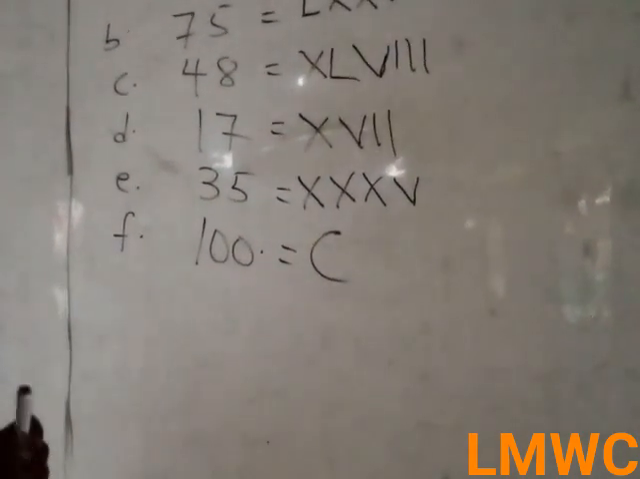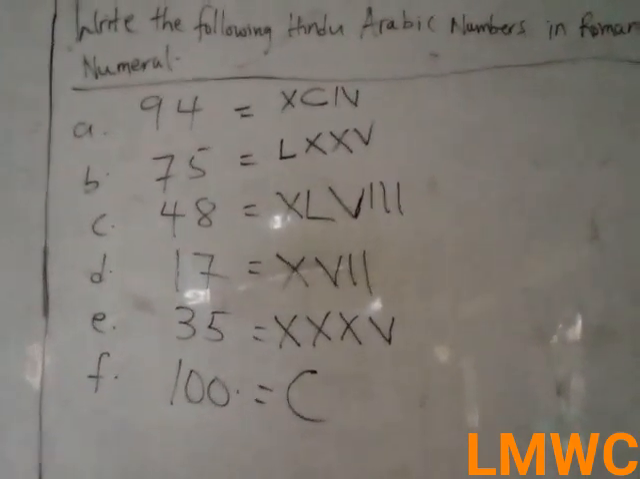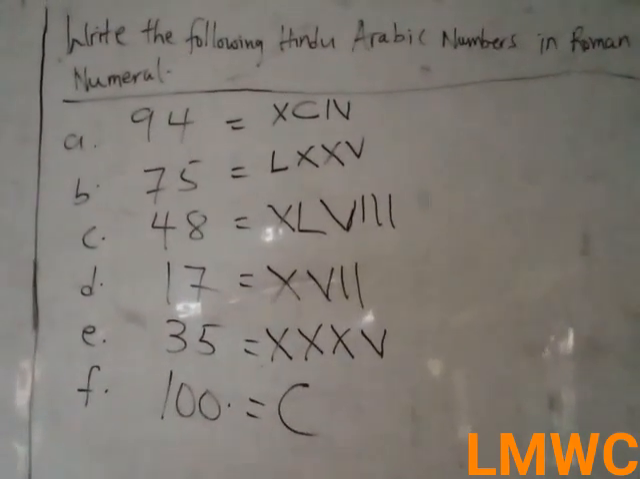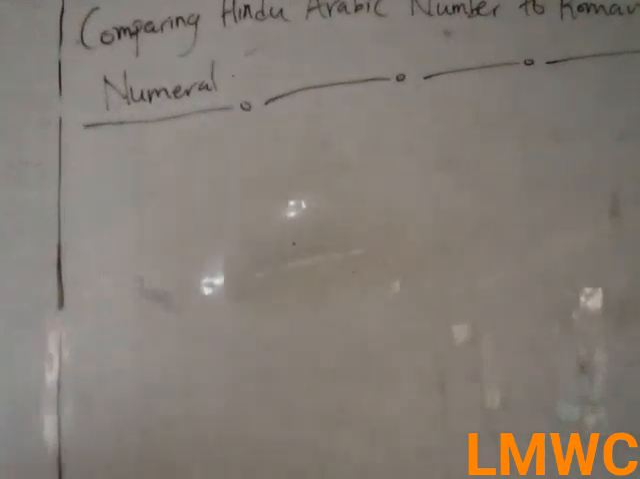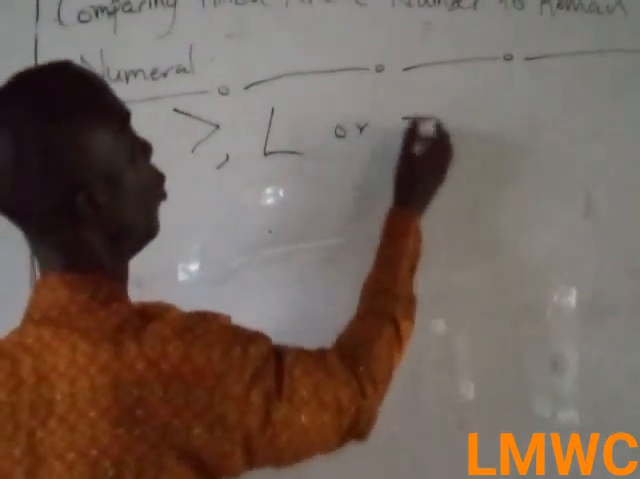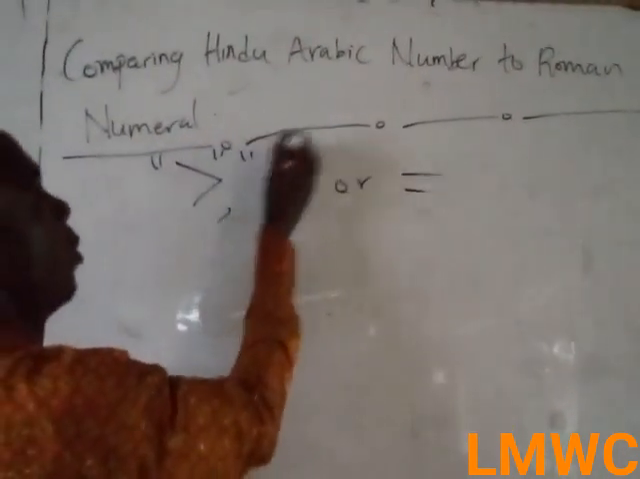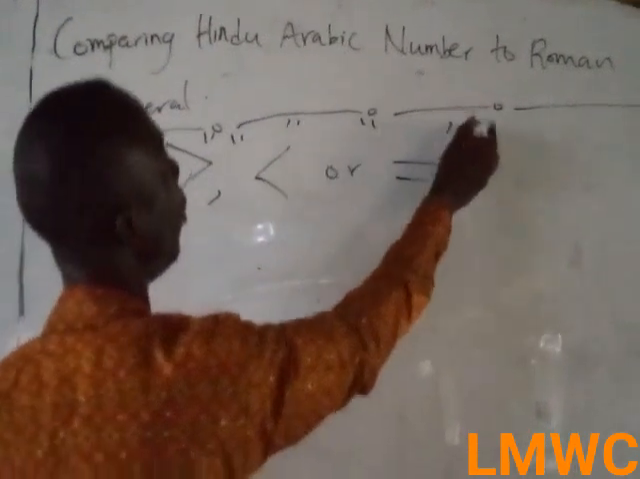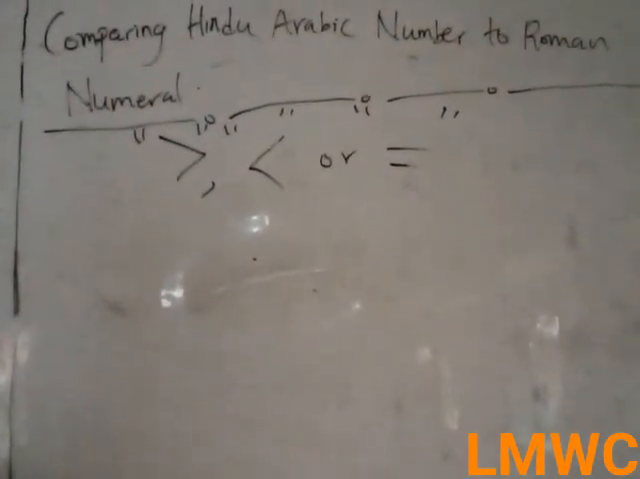Now let us compare Hindu Arabic numbers to Roman numerals. And also you can be asked to compare a Roman numeral to another Roman numeral. Also, we always compare something using greater than, less than, or equal to. So it's these three symbols. So we are now going to compare Hindu Arabic numbers to Roman numerals.